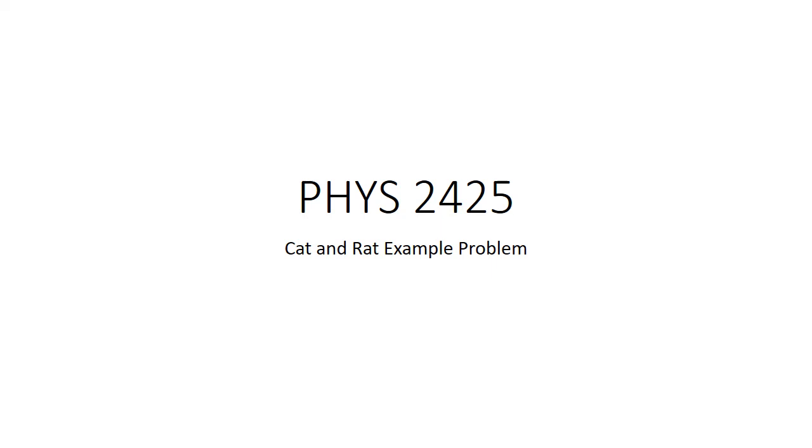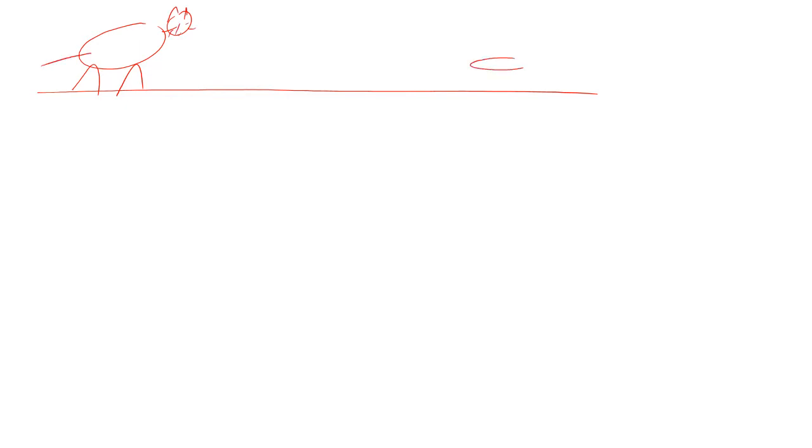So let's do one more example problem of two objects that are moving, a cat and a rat. So let's say that we've got a cat here, and we've got a rat. And the rat is running at a velocity. We'll call the rat object 2 and the cat object 1.